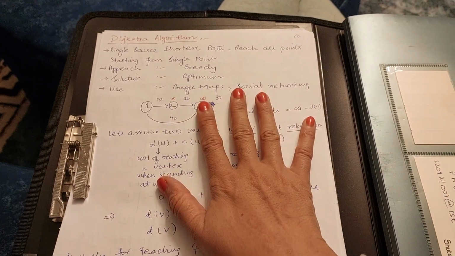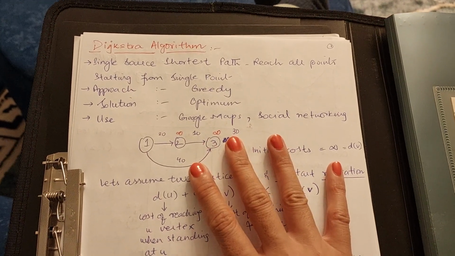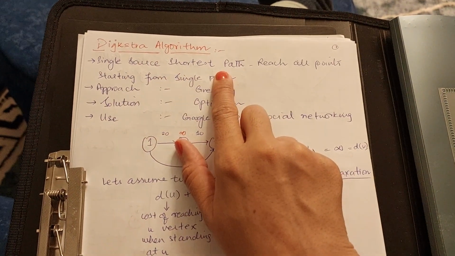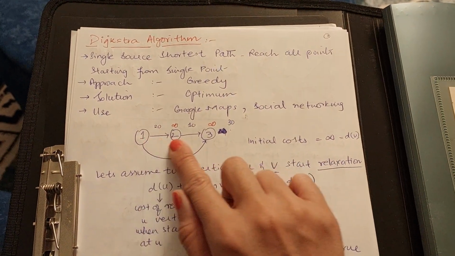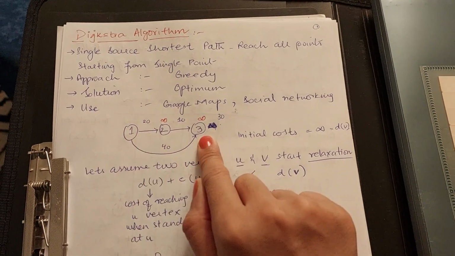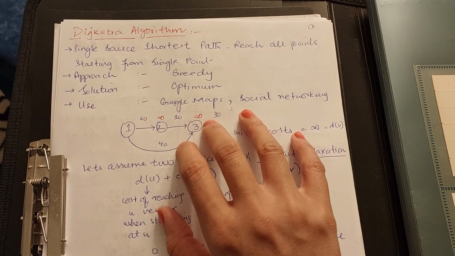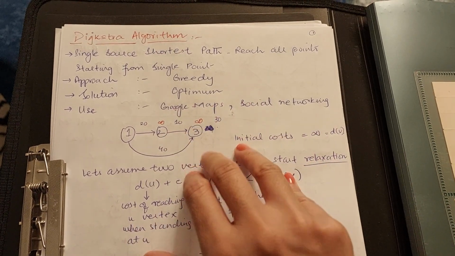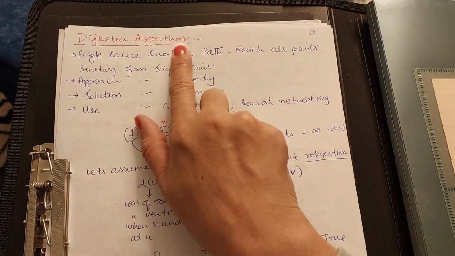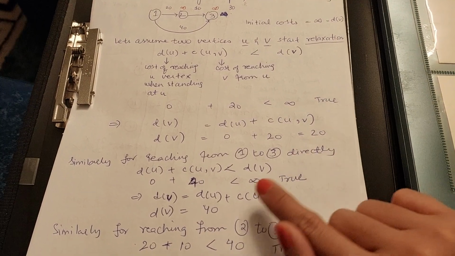here. In this complete question, do not forget that what we are actually doing, we are trying to get single source shortest path. We are trying that whether this path is shortest to reach this vertex 3, whether this path is shortest to reach this vertex 3. So we are trying to find out that single source shortest path with the help of Dijkstra algorithm. Okay, so we got 20, we got 40.